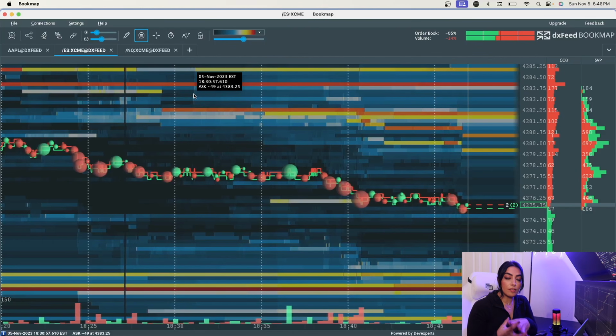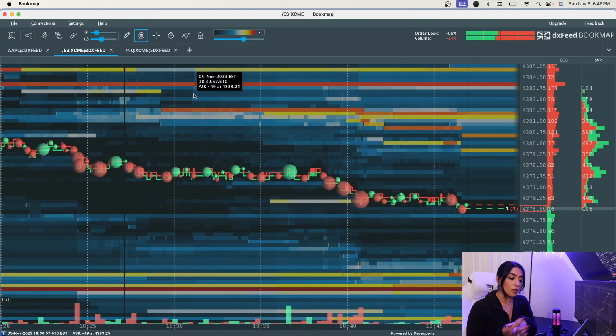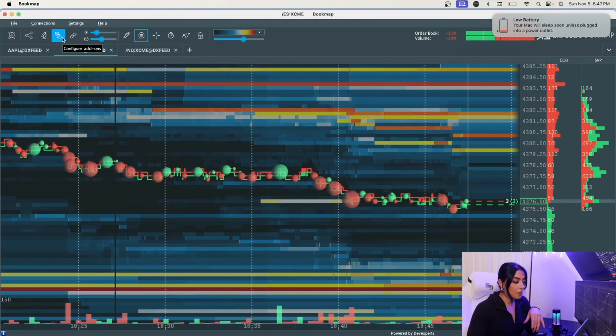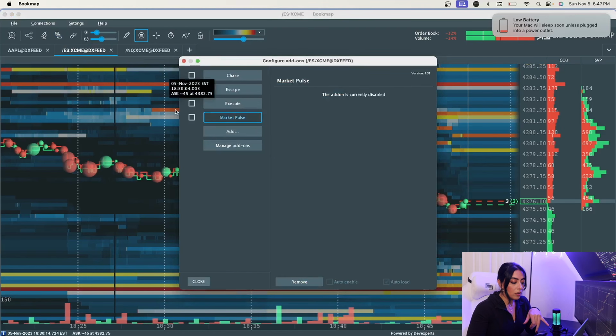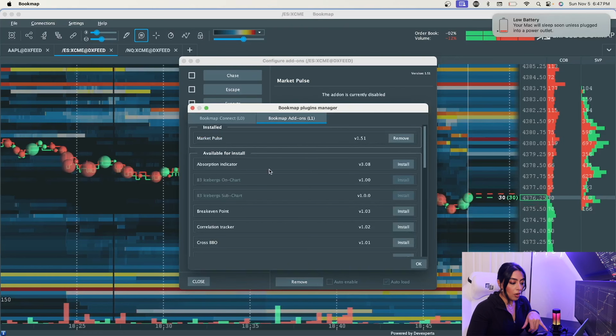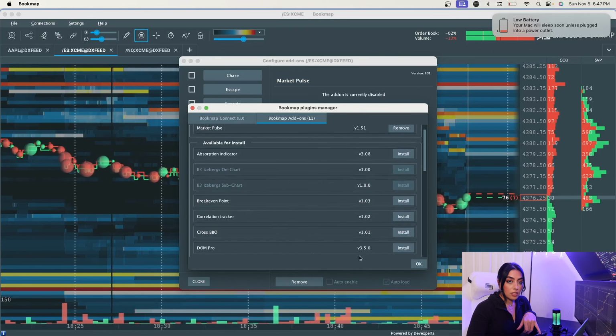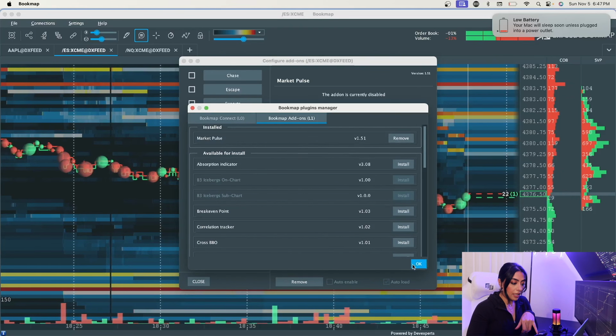Bookmap has a lot of features, a lot of add-ons that you can utilize. One of the add-ons that I personally utilize, I'm going to come up to this configure add-ons button here and click it, and you'll go into manage add-ons, and you'll add Market Pulse. Mine's already up here, so you'll scroll down to where it says Market Pulse and click install, and once it's installed, you'll see it here, okay?